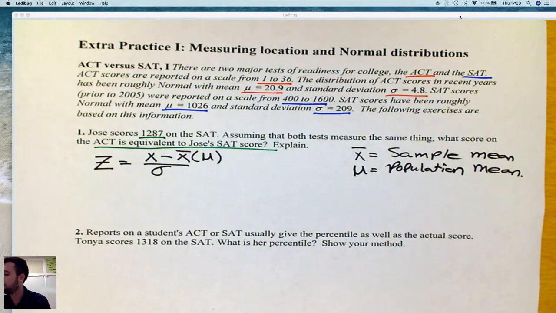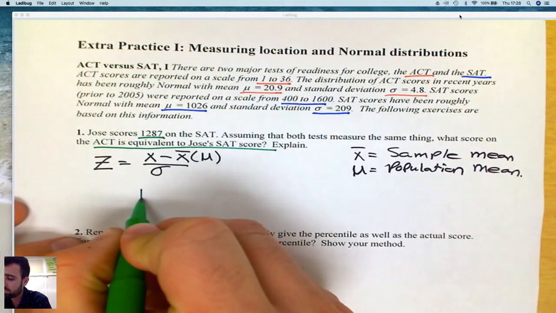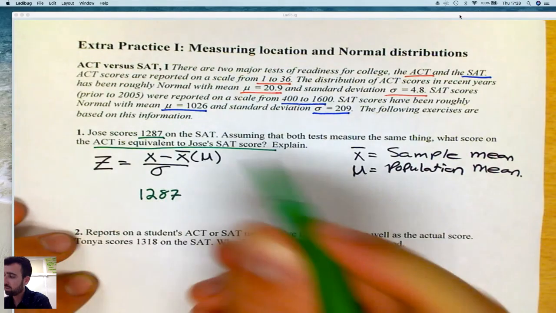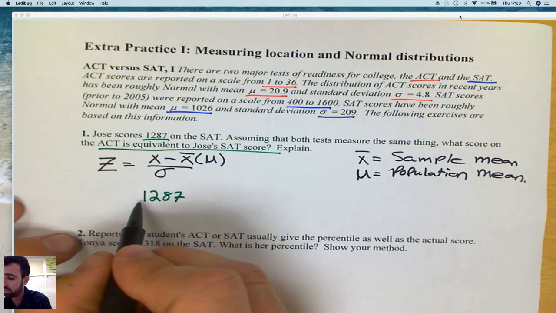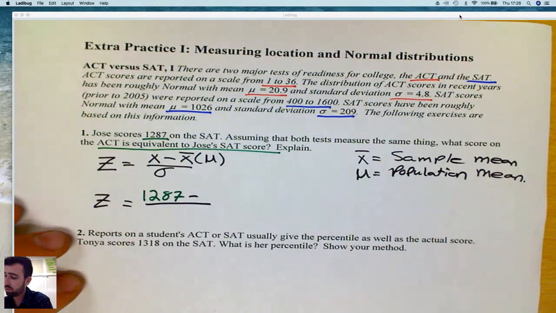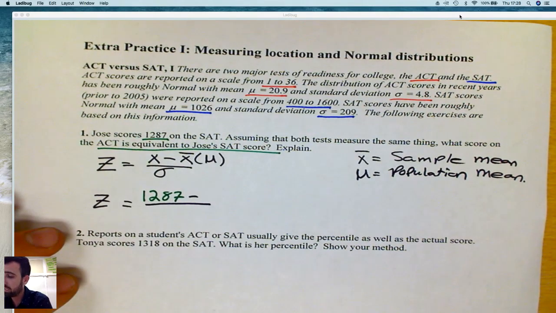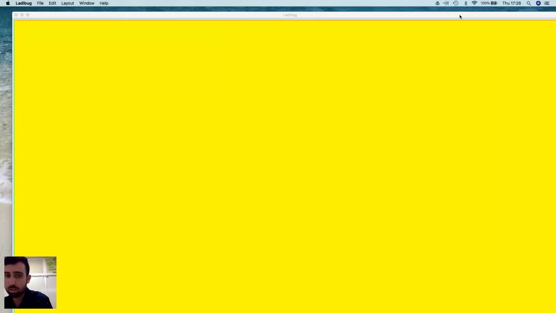Okay, so what was Jose's data point? Jose's data point was a 1287. So then I'm going to say z equals 1287 minus the average. So for SAT, the average was 1026, and I'm going to divide that by 209.